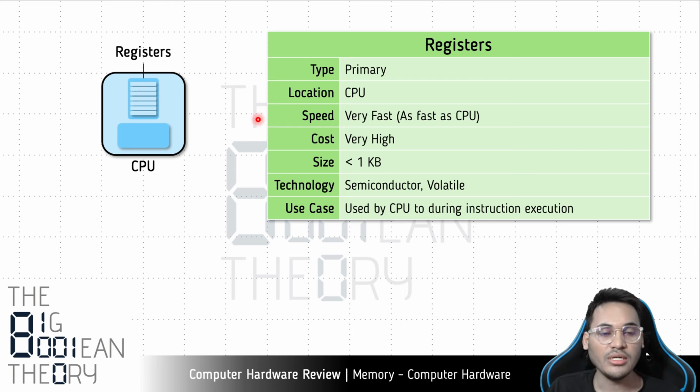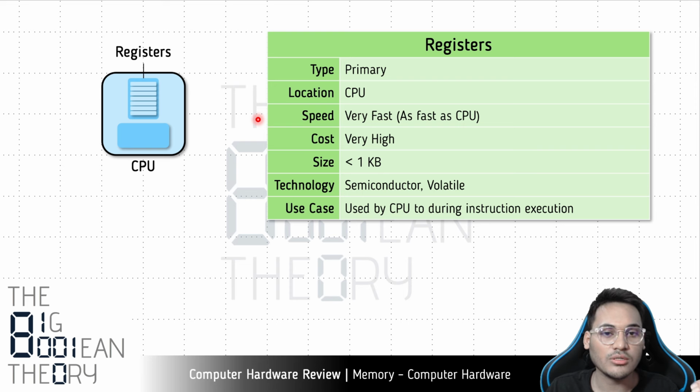Then the speed. The registers are at the top of the memory hierarchy, so they are the fastest form of memory in the hierarchy. As you can see, it says it is as fast as the CPU. It is designed to support the execution of instructions, and modern CPUs can execute millions and billions of instructions. That is the kind of speed that the registers support, reading and writing at that high rate. So they are the fastest form of memory.